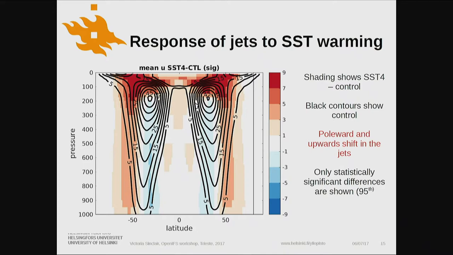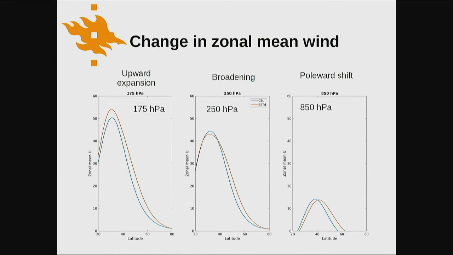And I think this is easier to see if we look at the same information in a slightly different way. What I've plotted here is only the northern hemisphere now, from 20 degrees to 80 degrees, and the zonal mean wind speed at three different pressure levels: near the maximum of the jet, 175 hectopascals, 250, and then much lower down, 850. And you can see the response of the jet is not a simple poleward shift in some ways. If we look, for example, at upper levels, the blue line is the control, the orange line is the warmed SSTs. The wind speeds increase at this level, but what's actually happened is the jet has moved up.